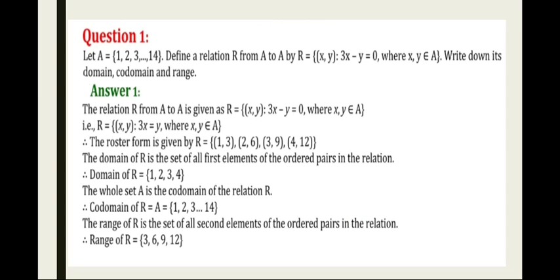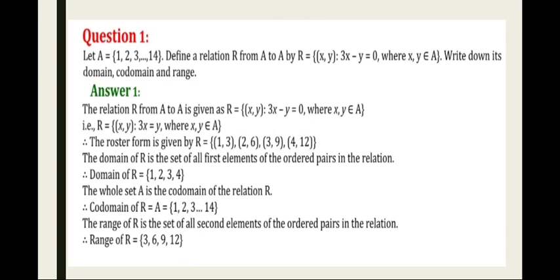Now, you have to write the domain, codomain and range. Domain is the set of the first elements of the ordered pairs. The first elements are 1, 2, 3, 4. So, the domain of R will be the set {1, 2, 3, 4}. Now, range is the collection of the second elements of the ordered pairs, and the second elements are 3, 6, 9, 12. So, the range is the set {3, 6, 9, 12}.